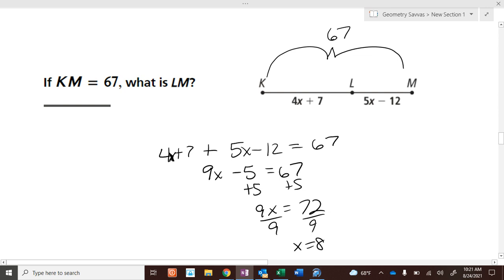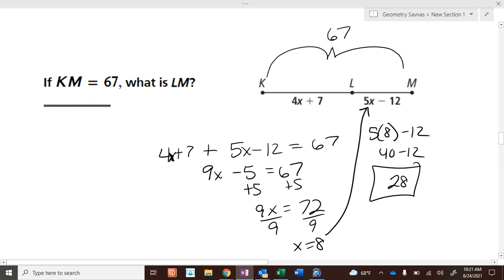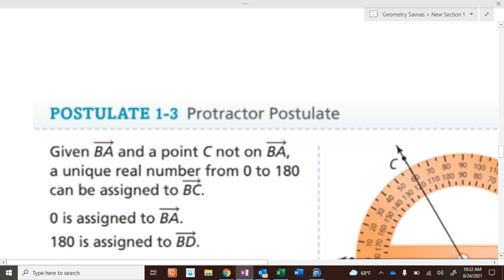All right. So do I know LM yet? Isaiah Lucas, how can I figure out LM really quick here once I know x equals 8? Yeah, plug 8 right in where x was. 5 times 8 is 40 minus 12 is 28. LM is 28. Lots of algebra going on there. Okay, so those of you who forgot everything over the summer, well, you got to get your brains moving again. Get those cobwebs out of there because we're going to be doing a lot of algebra this year.